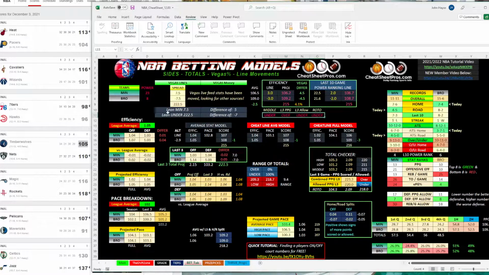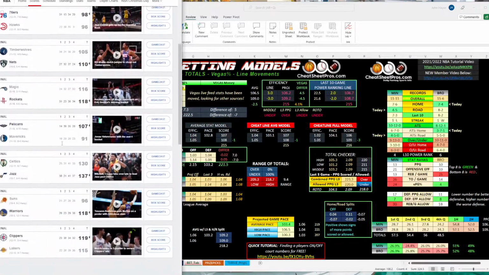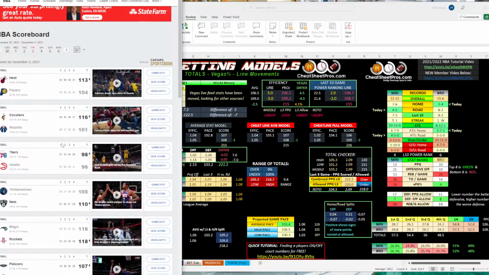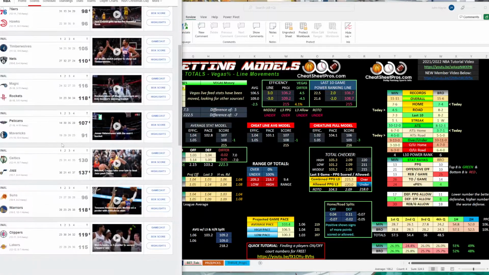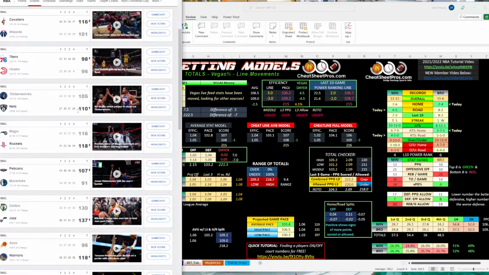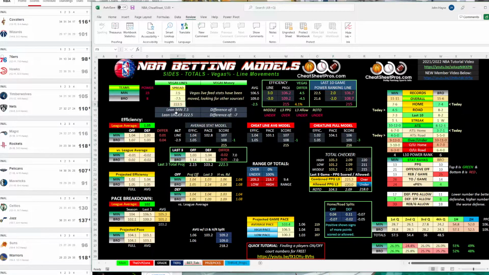So we got 3 unders again in the Brooklyn game, 222.5. To break it down, our middle ground is 215, which is 6 points under. Combined, they go over. Allowed, slightly under. And then the roto pace here has it at 218, sliding under. And then the final on this game was, where'd you go? Oh, I know it's right. There it is, 215. So under 222.